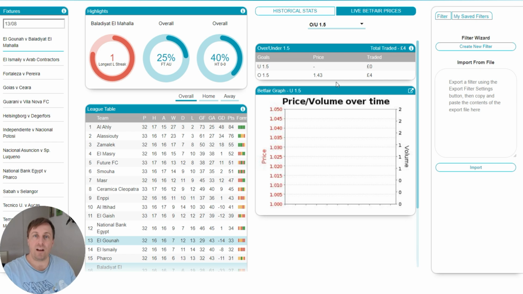So actually, this is a value lay potentially, right? Or this is a position we could lay and then start to trade out as the price rises over time when there's no goal early on. That brings me to my next point.